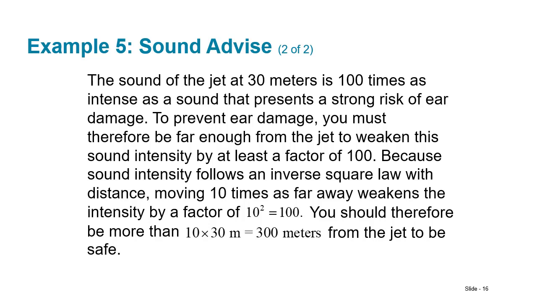So to prevent this, you must be far enough away to weaken this sound intensity by a factor of 100. And remember, it gets weakened by a factor of 1 over d squared. So basically, you just need the distance to be multiplied by 10, because 10 squared would be 100. So 1 over 100 times 100, those would wipe each other out. So therefore, you just need to be 10 times further away, and then you'd be 300 meters from the jet.